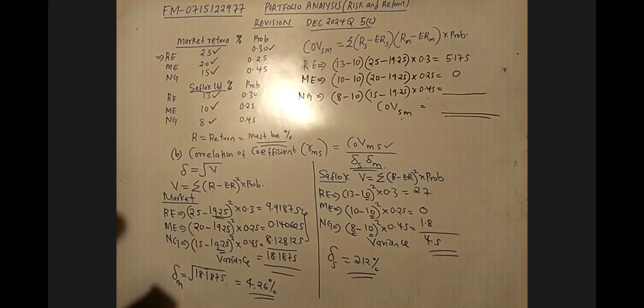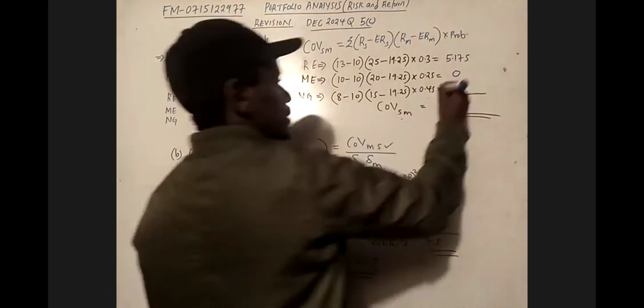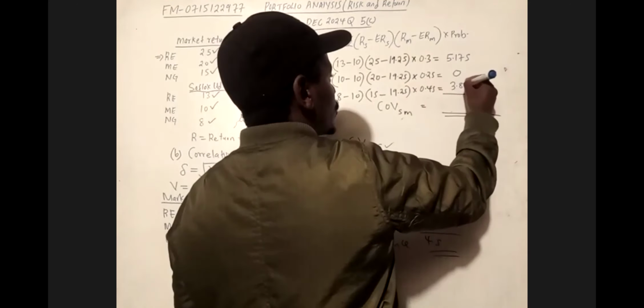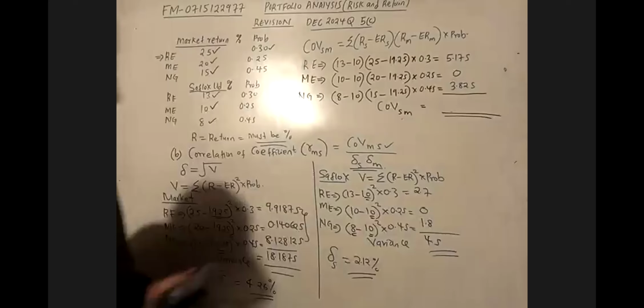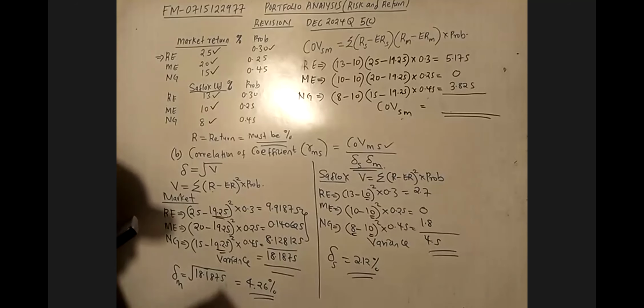Then 8 minus 10. Then into the bracket, 15 minus 19.25. Then you multiply with 0.45. That gives 3.825. I hope that is correct. So what will be the covariance? You add them together, so 5.175 plus 3.825.